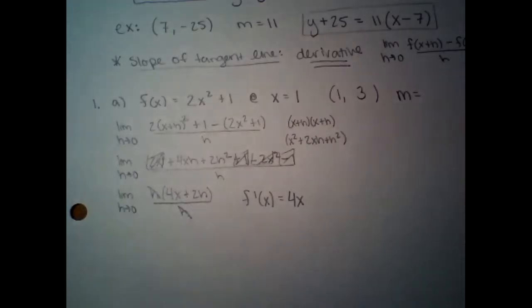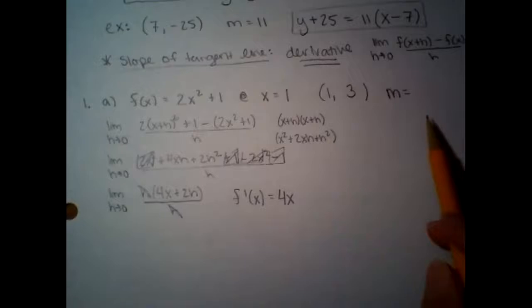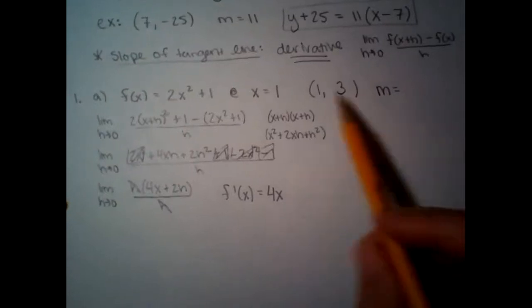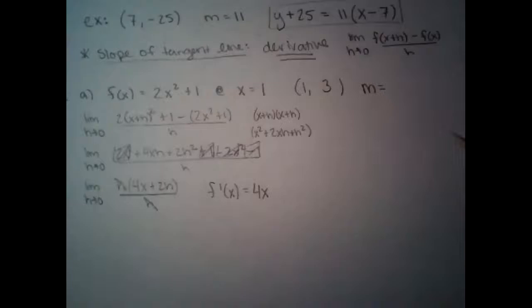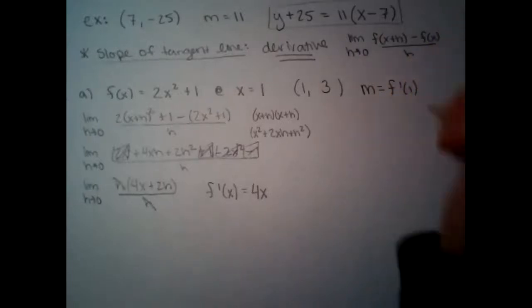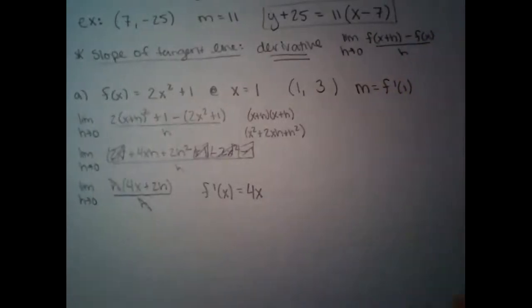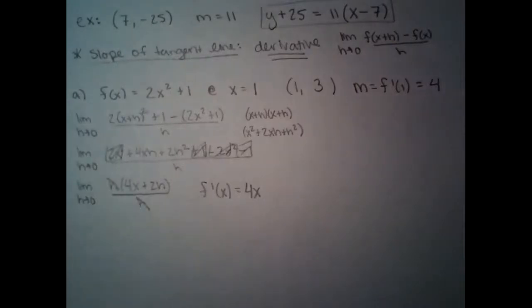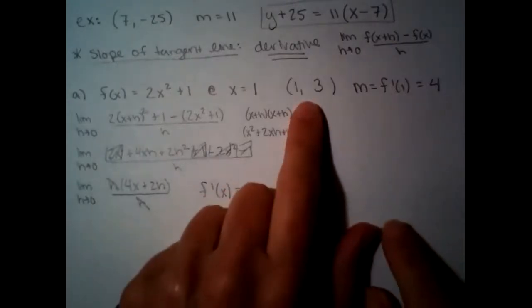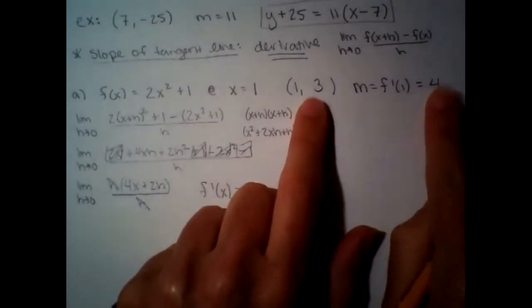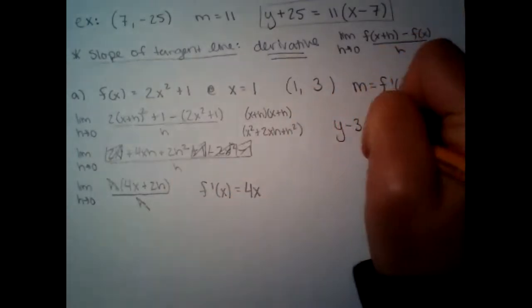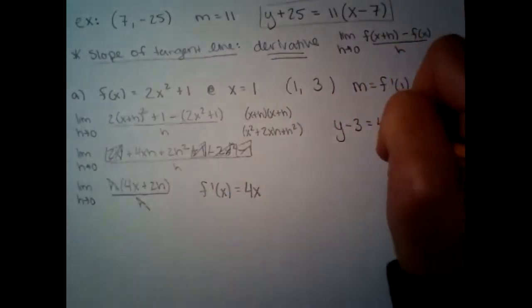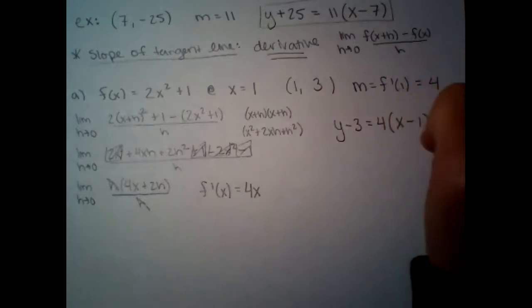So that is our derivative. Now, to get our slope of our tangent line, we want the derivative at x equals 1. So we're going to plug 1 into our derivative, and that will give us 4. And then just write your answer. This is your point. This is your slope. So our equation would be y minus 3 equals 4, parentheses, x minus 1.